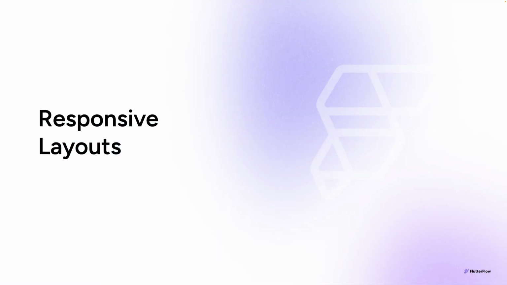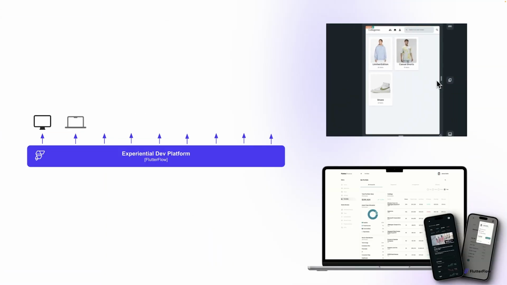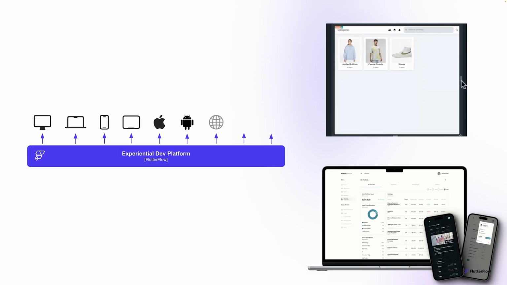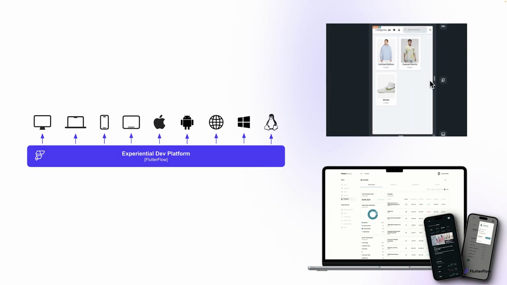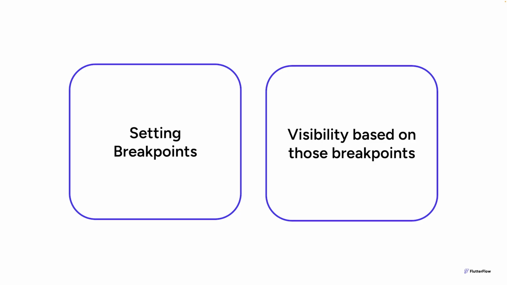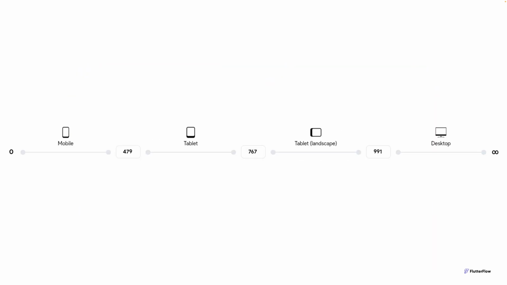Creating responsive layouts is essential for ensuring that your app looks great on any device, whether it's mobile phone, tablet, or desktop. To build a responsive layout, you need to manage two key aspects: breakpoints and visibility based on those breakpoints. Breakpoints are specific points in your layout where the design changes based on the screen widths.